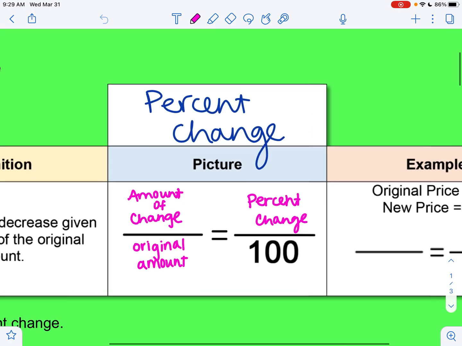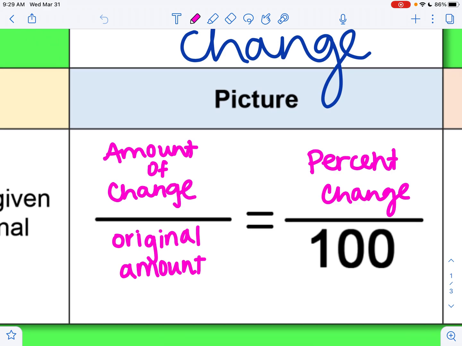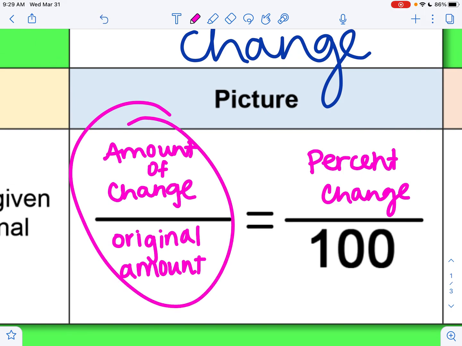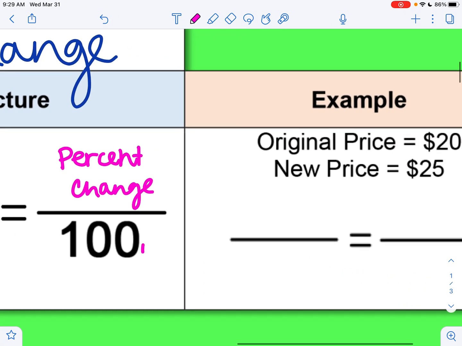So here's what our proportion looks like. It's pretty similar to what it was in the last lesson, except our left ratio is a little bit different because the top is the amount of change, the bottom is the original amount, and then your second fraction is the percent over 100. Make sure you pause the video and fill that out if you need to, and we will go ahead and practice.